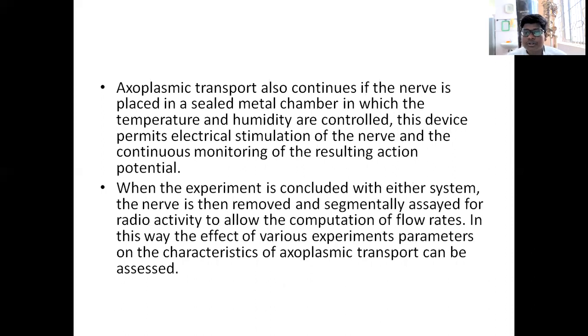Axoplasmic transport also continues if the nerve is placed in a sealed metal chamber, in which temperature and humidity are controlled. This device permits electric stimulation of the nerve and continuous monitoring of the resulting action potential. When the experiment is concluded with either system, the nerve is removed and segmentally assayed for radioactivity to allow computation of the flow rates. In this way, the effect of various experimental parameters on the characteristics of axoplasmic transport can be assessed.